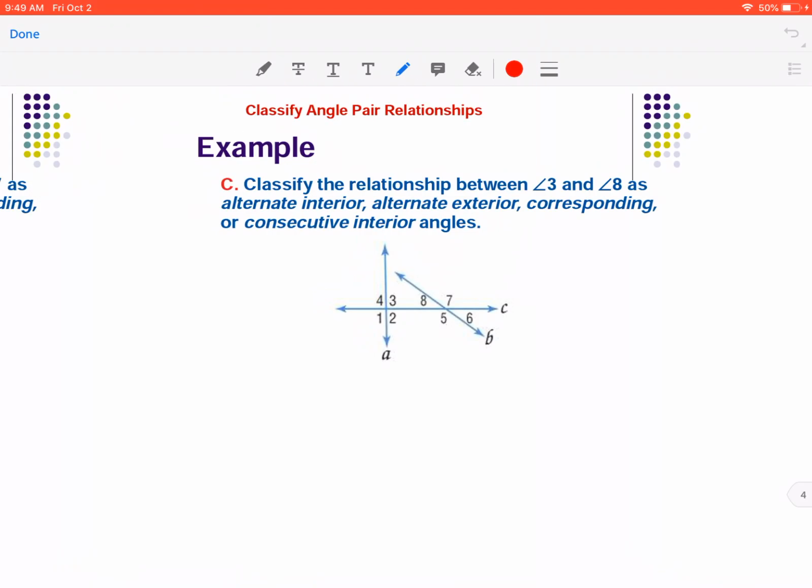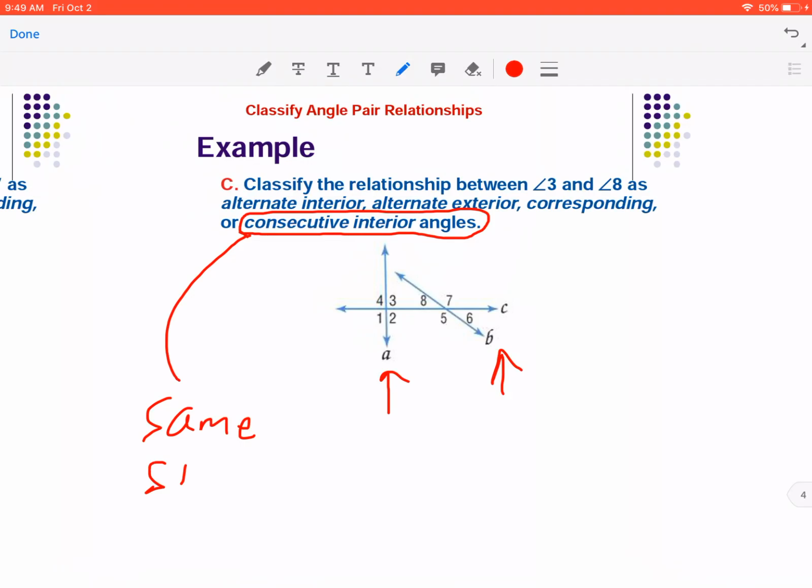So 3 and 8. Well, 3 is top right, 8 is bottom left. They can't be corresponding. They're on the interior, so it's got to be something interior. They're on the interior of A and B, but they're on the same side of the transversal. So again, same side interior and consecutive interior are the same thing. You could call it consecutive interior or same side interior. They both mean the same thing.